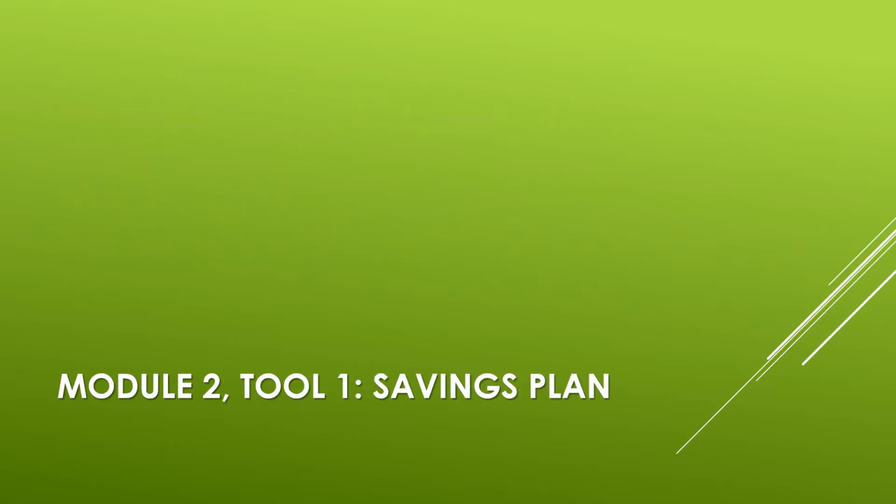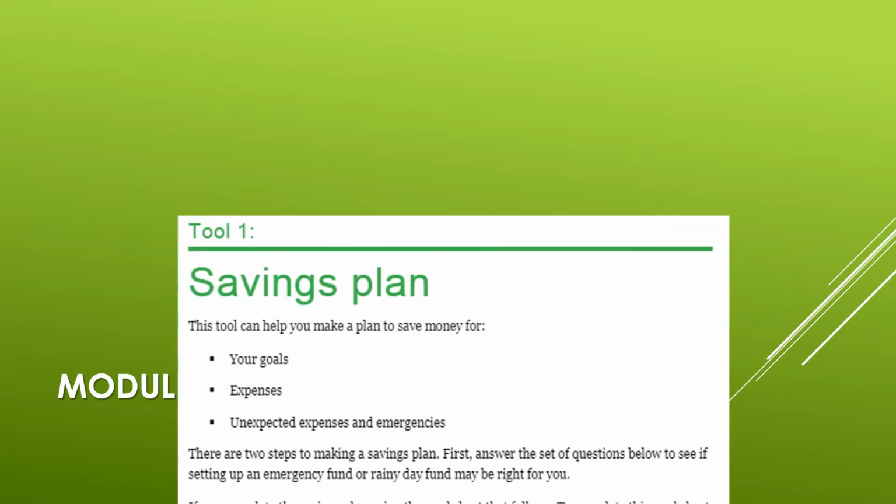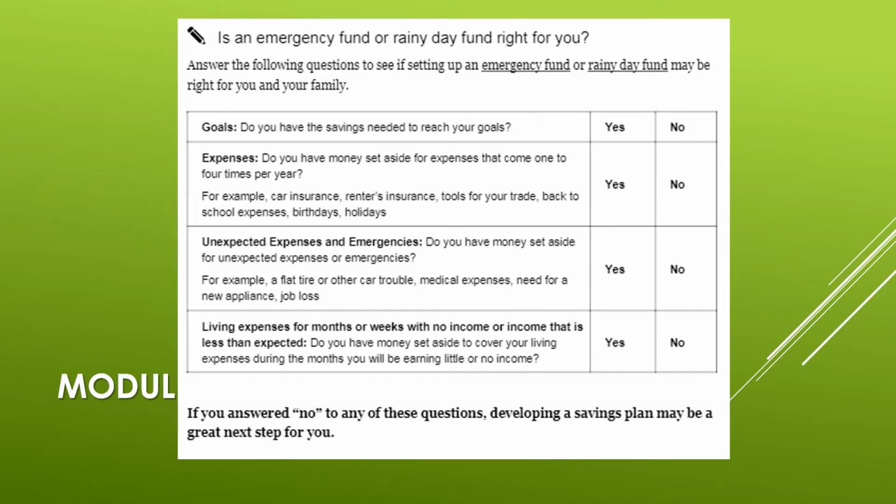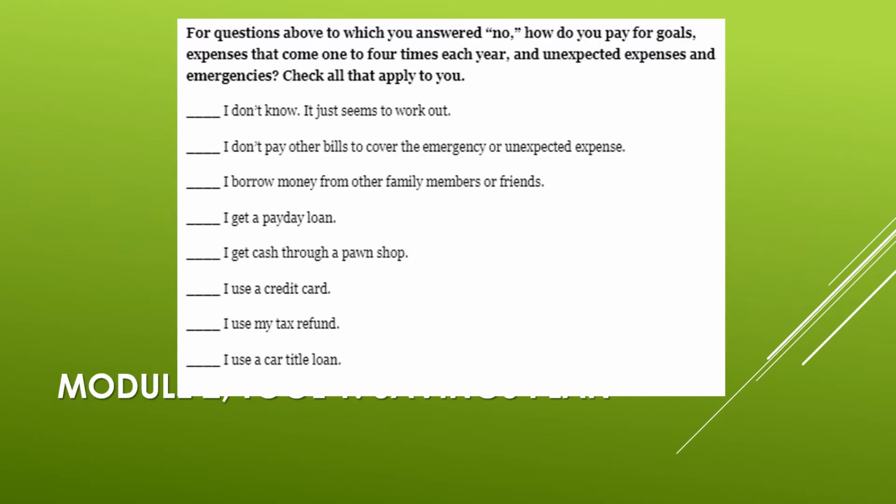Module 2, Tool 1, walks the consumer through a series of questions intended to lead the consumer to decide that saving for emergencies will be a worthwhile endeavor. The first page is just an introduction to these two surveys. The real fun begins on page 2 with the question, is an emergency fund right for you? If the consumer answers no to any of these 4 questions, that are all very similar about having money in savings, you're encouraged to ask the next set of questions in reference to any of the 4 previous questions.